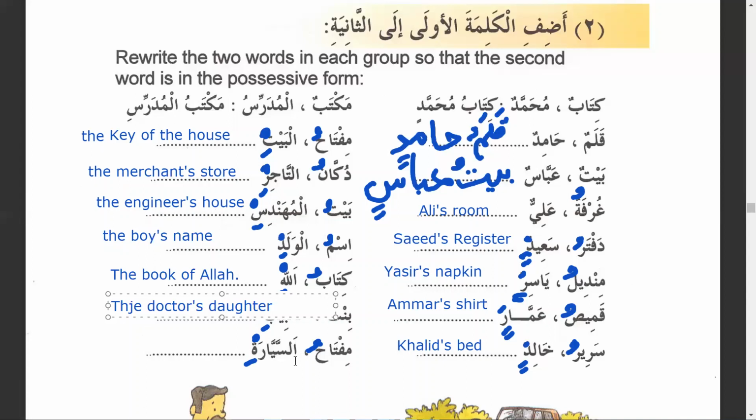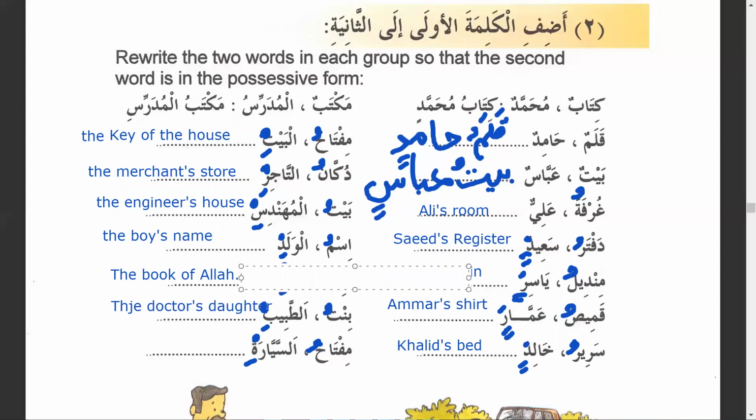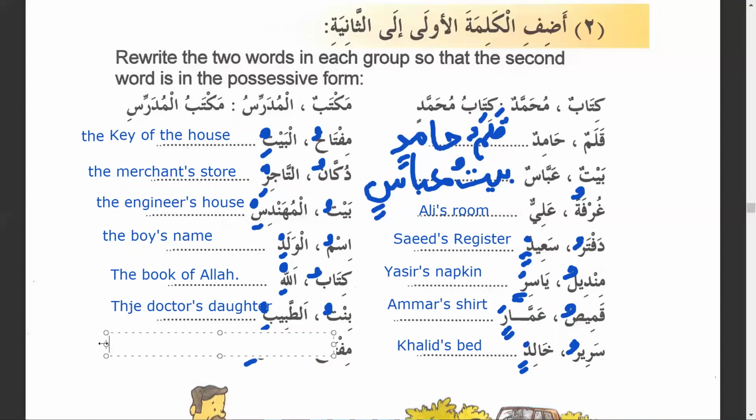Miftahu Sayyarati. Miftahu is the key of the car. Sayyarati is the car. The key of the car. Yes, the key of the car.